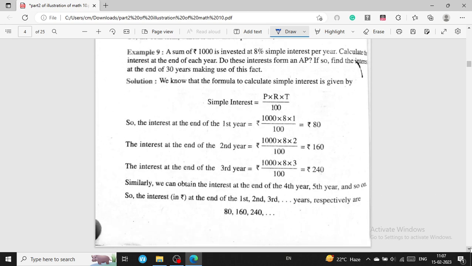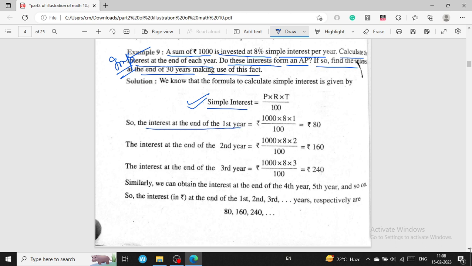In this illustration, we have given a sum of rupees, and this question is very, very important from the exam point of view. A sum of rupees 1000 is invested at 8% simple interest per year, and we calculate the interest at the end of each year. Do these interests form an AP? If so, find the interest at the end of 30 years making use of this fact. First of all, you have to remember that simple interest is equal to P into R into T over 100: principal, rate, into time, over 100.